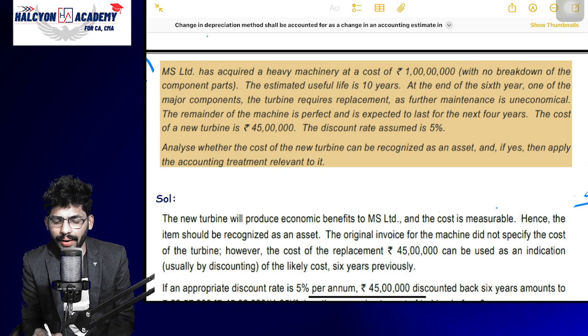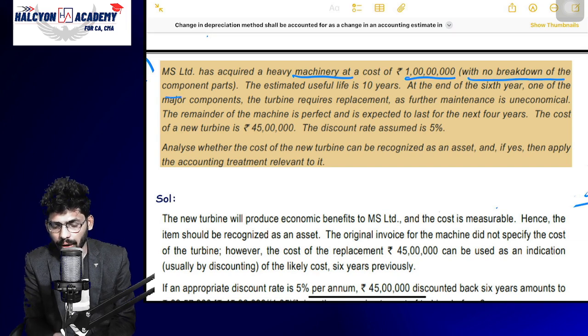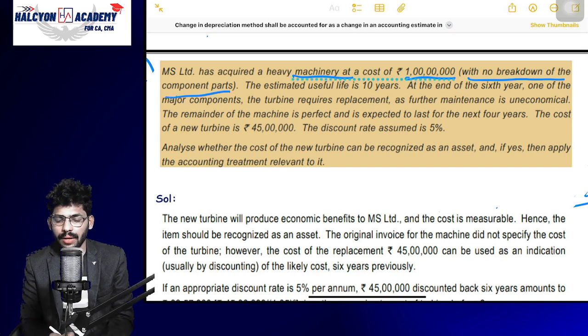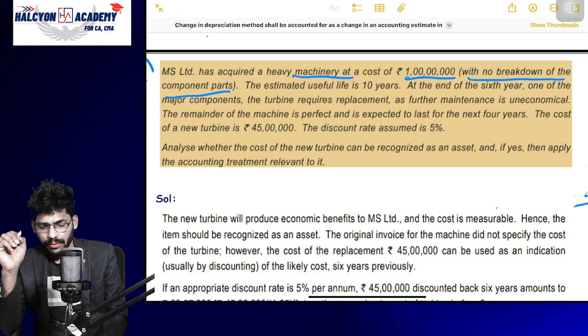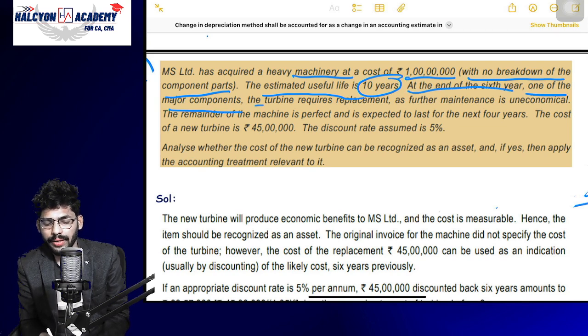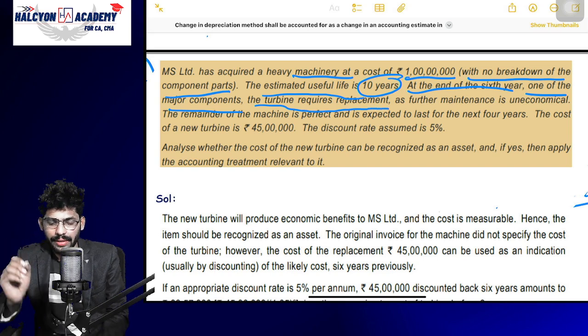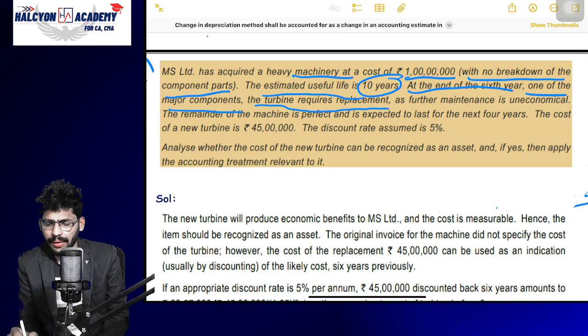MS Limited has acquired heavy machinery at a cost of rupees 1 crore with no breakdown of the component parts. So MS Limited purchased a heavy machinery on the first. There is no date, okay, it's no issue. The estimated useful life is 10 years. At the end of the sixth year, one of the major components, the turbine, requires replacement. So we need to replace that one part, right?